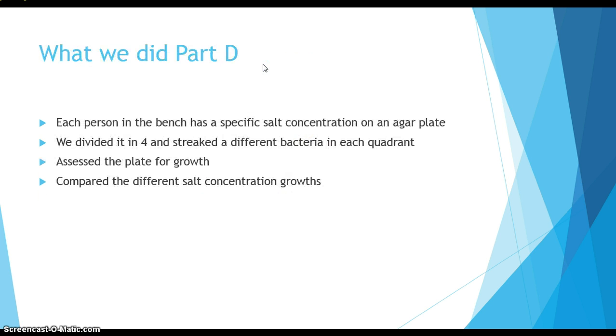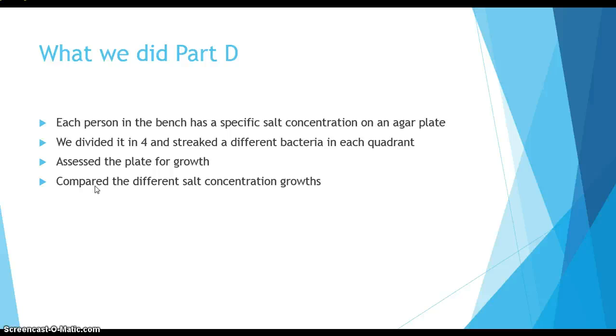That's very important. But what we did for part D was that each person at the bench had a specific salt concentration on an agar plate. So you had 0.5% NaCl, 5% NaCl, 10% or 25% NaCl. And so what we did was we divided the plate into 4, and then we streaked a different bacteria in each quadrant. And then we let them incubate, and then we assessed the plate for growth. And then as a group, we compared the different growth rates at the different concentrations of salt.